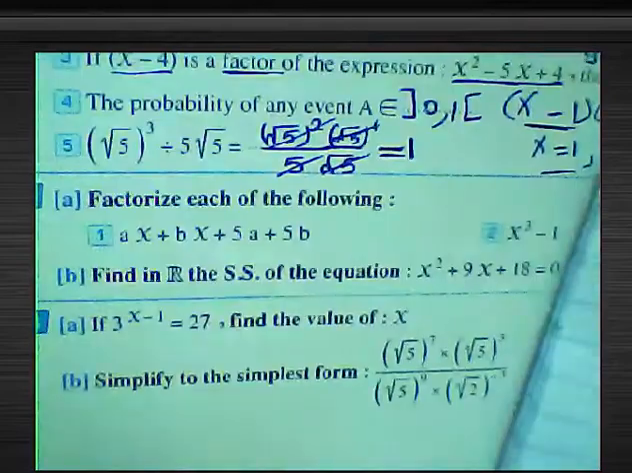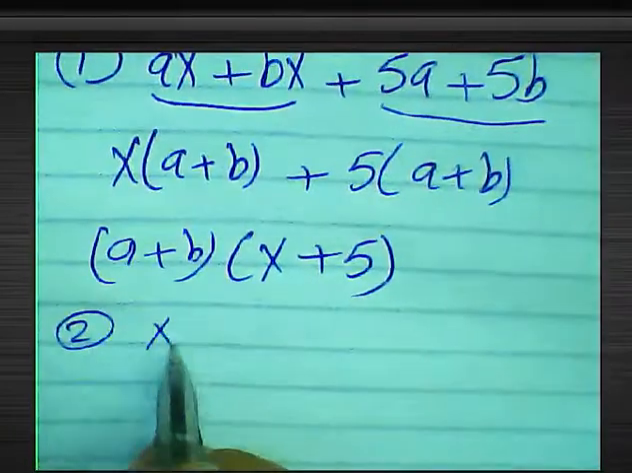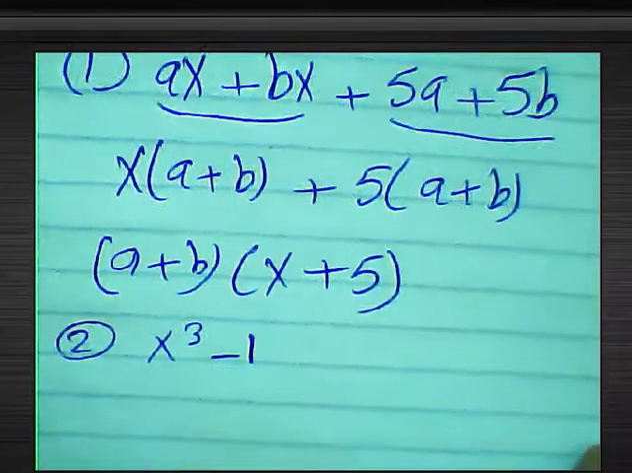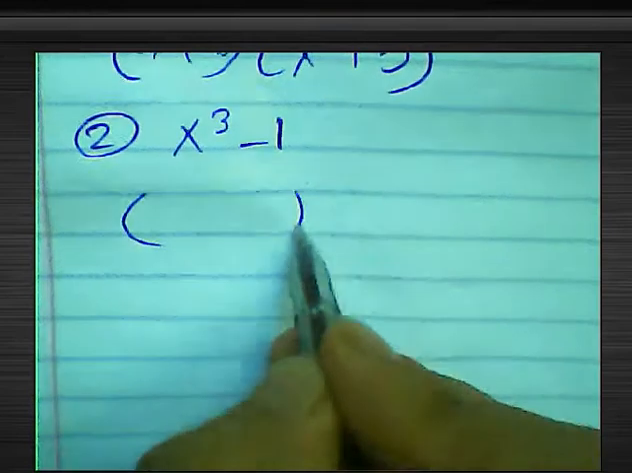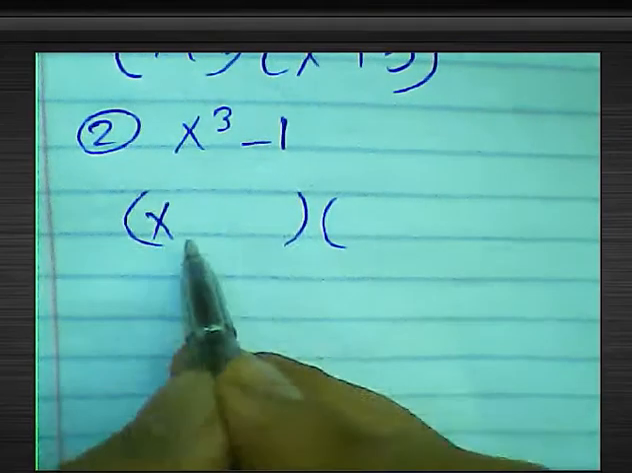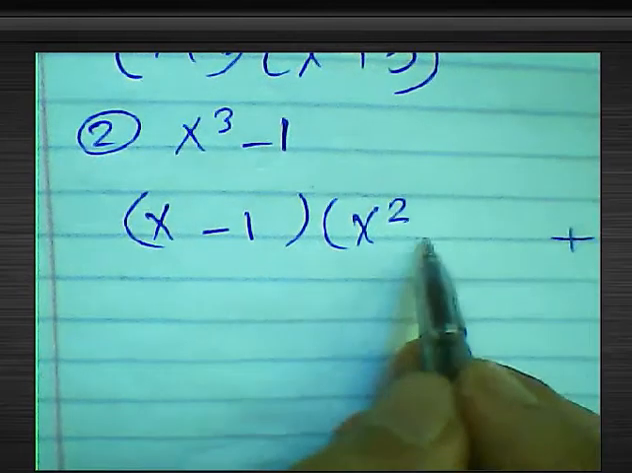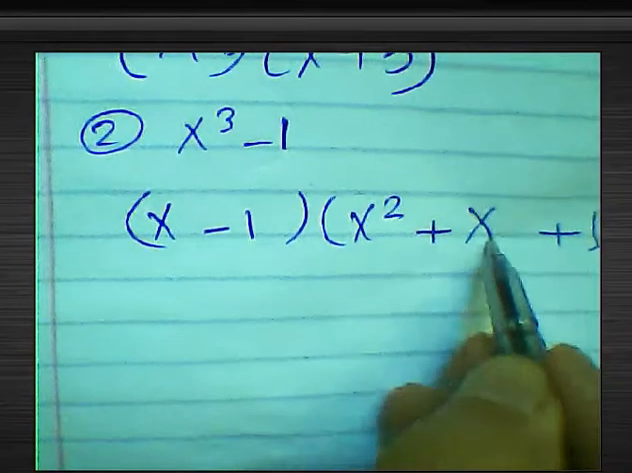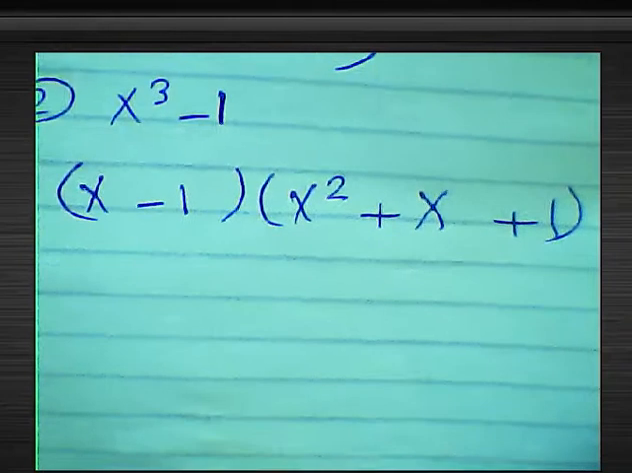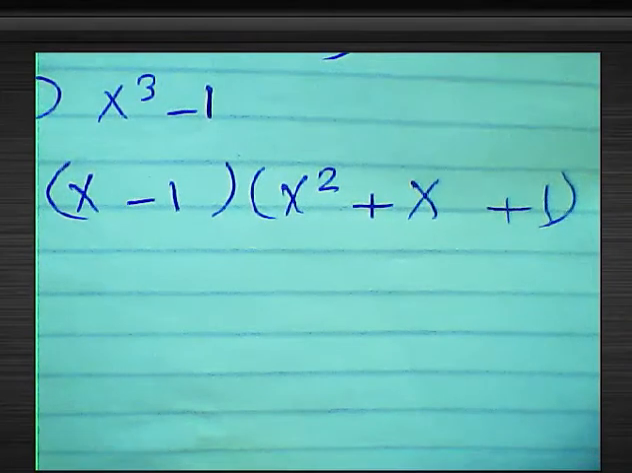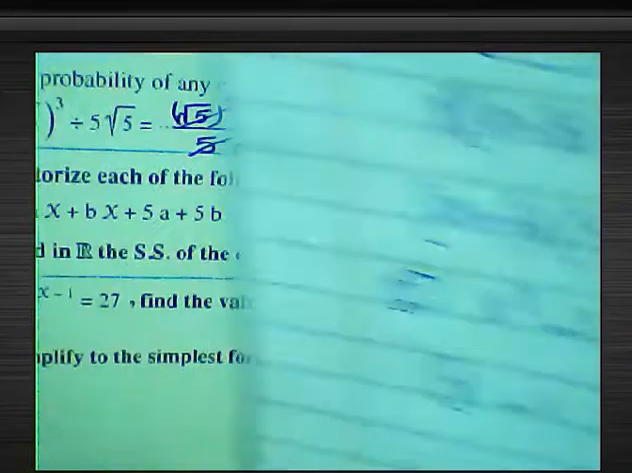Question number 2. x power 3 subtract 1. Okay, we can factorize it here. Open two brackets. x subtract 1, x power 2, negative 1 power 2, and we can change the sign here. It will be positive x. The result will be x subtract 1 multiply x power 2 plus x plus 1 in another brackets.